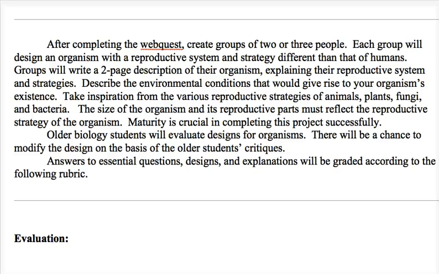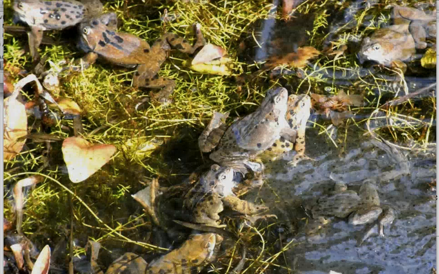After completing the web quest and answering the essential questions, students will break into groups of 2 to 3 people. Each group will be in charge of designing an organism and explaining the environmental conditions that gave rise to the organism. And you could take inspiration from what you've learned in the web quest. And for example, here are some examples from nature.